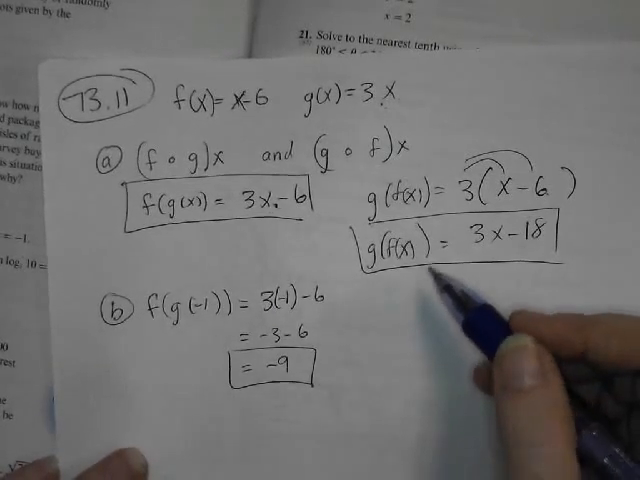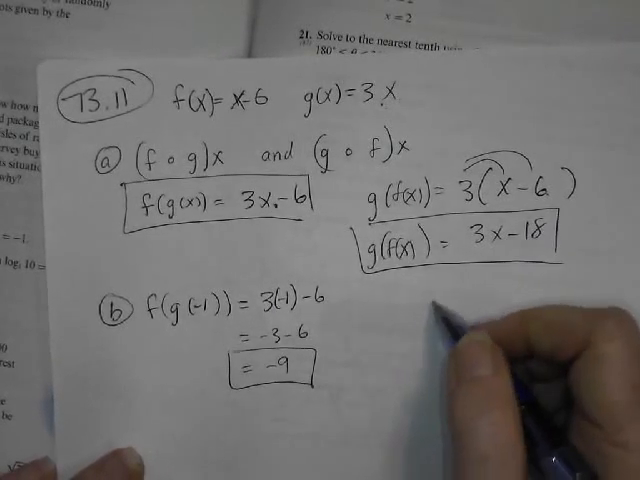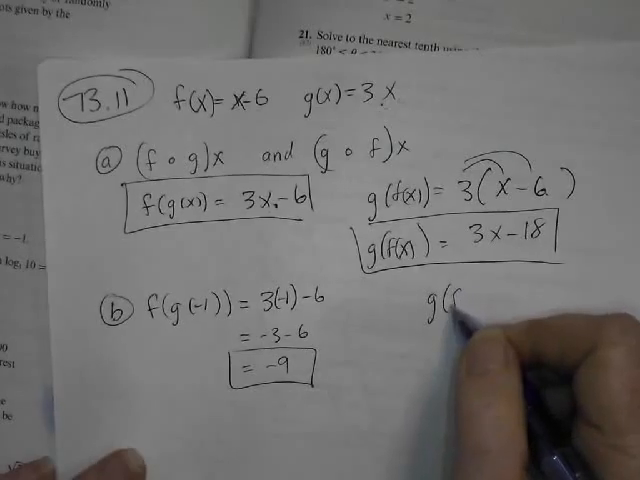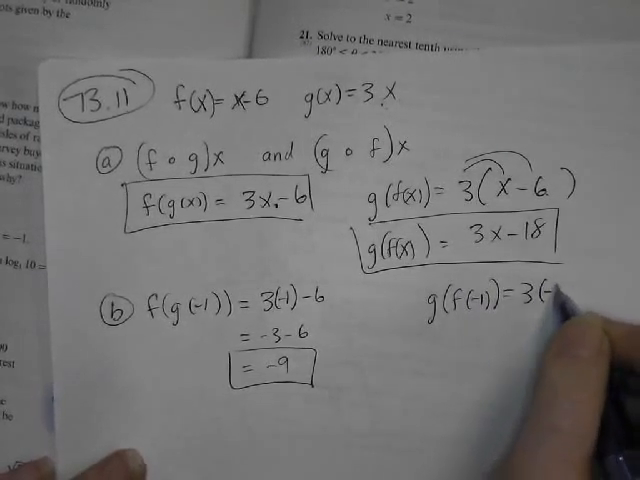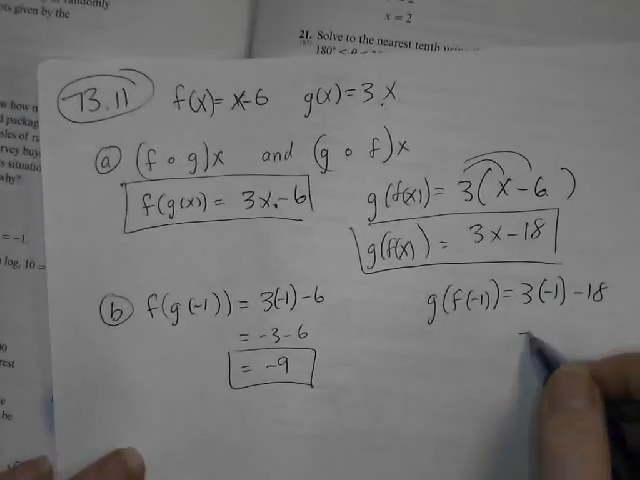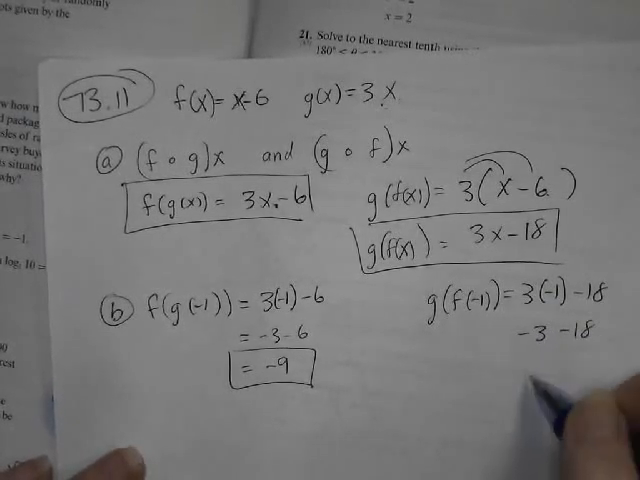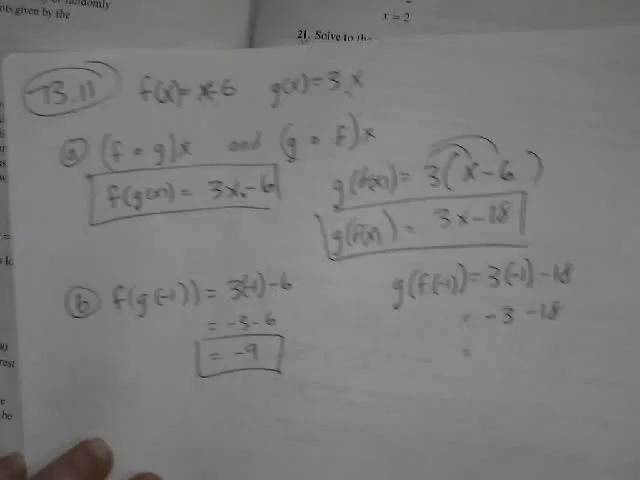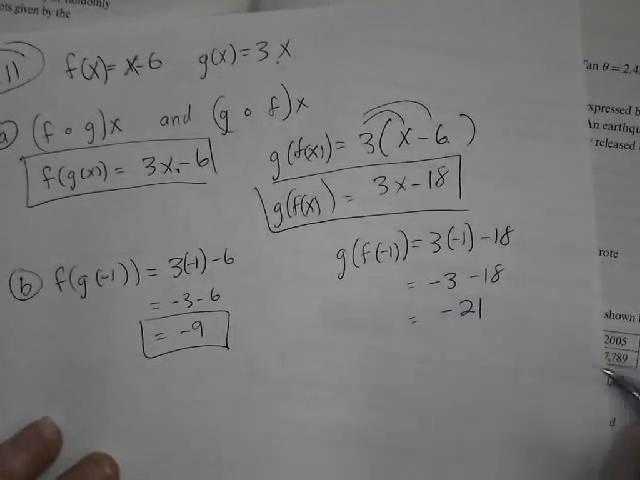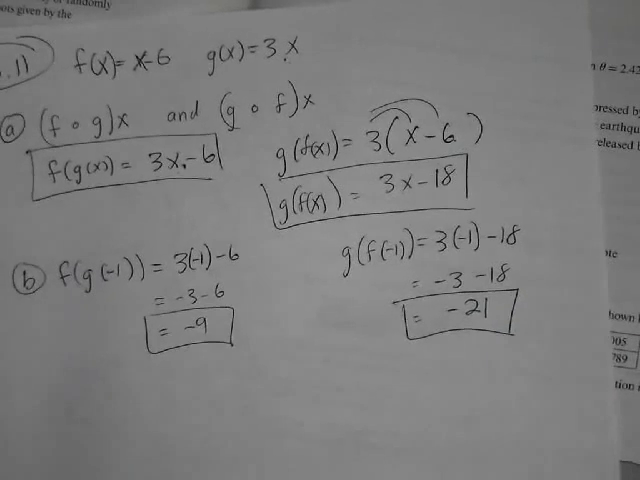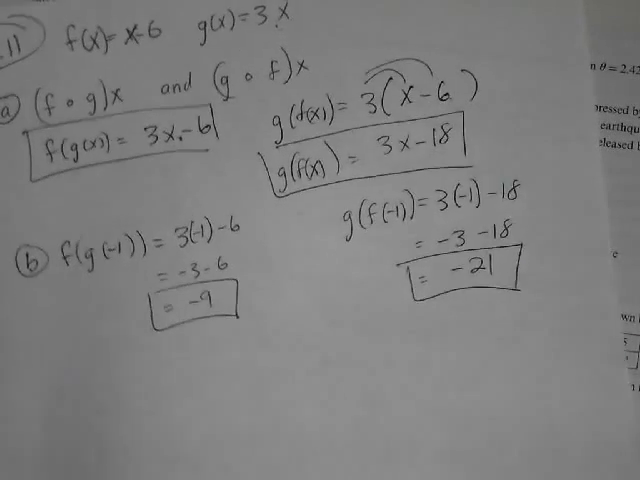And then I can do it here, just plug the -1 in. G of f of -1 is 3 times -1 minus 18. So that's -3 minus 18. That's -21. Right? Yay, that was A and B. Is that all? That's all.